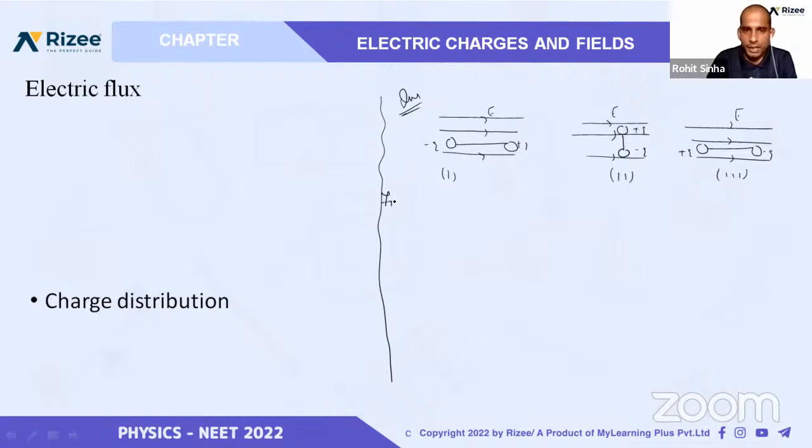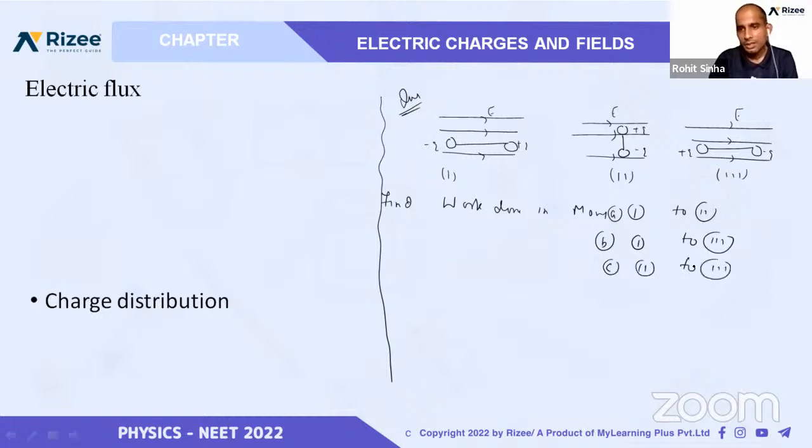The question is to find the work done in moving from 1 to 2 as the A part, 1 to 3 as the B part, and 2 to 3 as the C part.